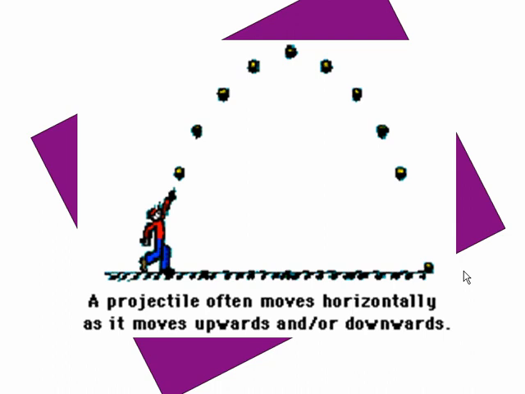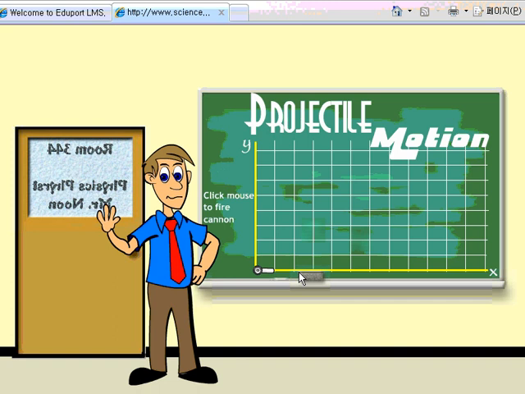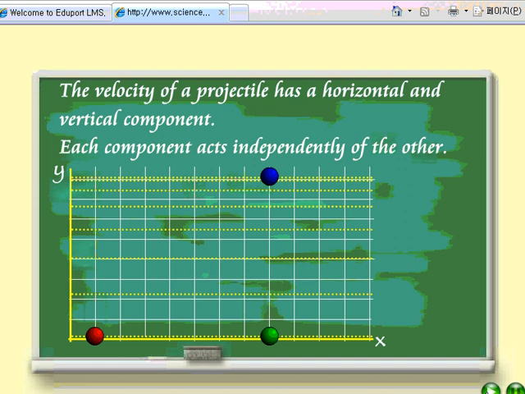Okay, here there is lots of information that can be found on it. The projectile often moves horizontally as it moves upward and or downward. Here is a presentation on projectile motion. Hello and welcome to this presentation on projectile motion. We can click. Okay, actually, this shows how this projectile motion works.